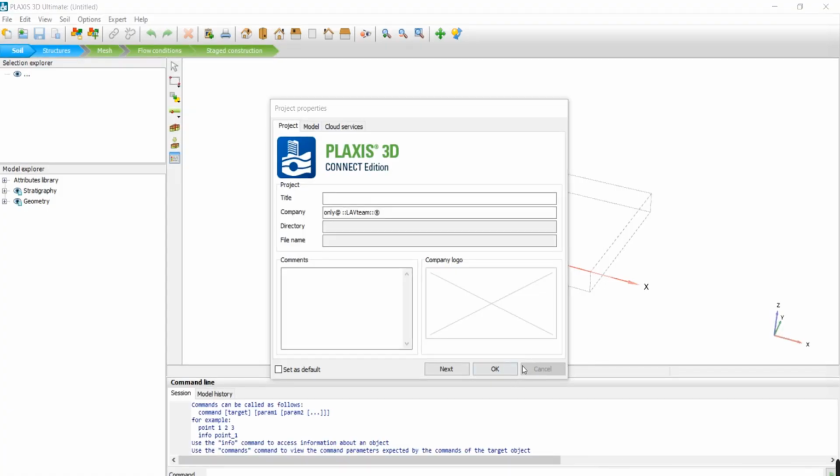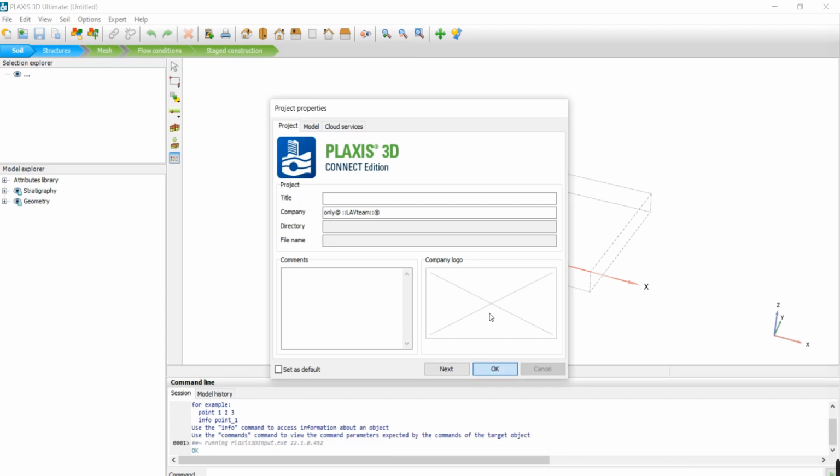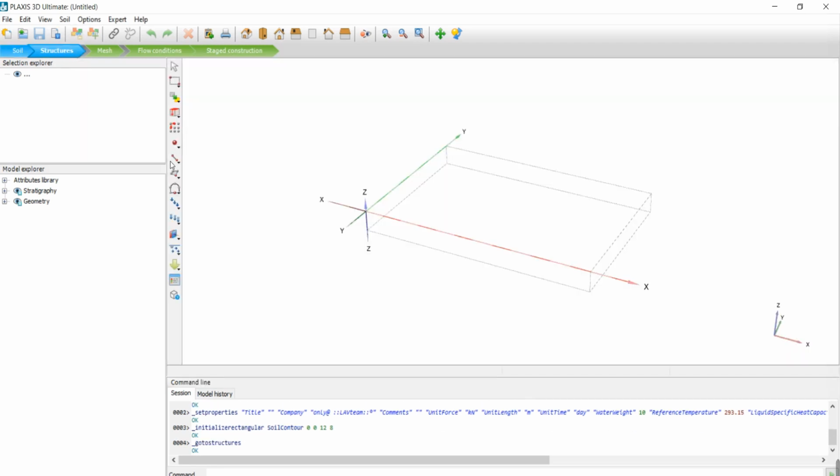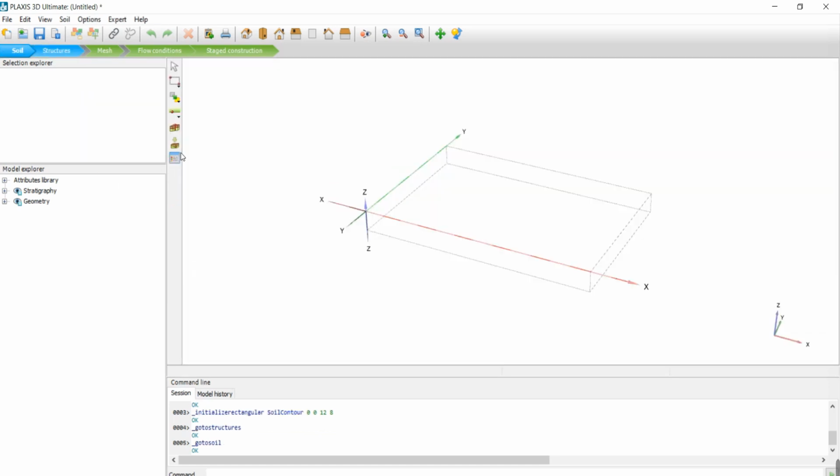Hello everyone! For this tutorial I want to tell you how to get output of specifically internal forces from a volume of soil interface situation like a pile concrete volume.